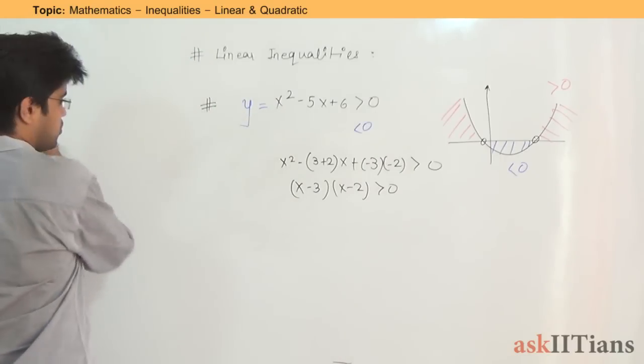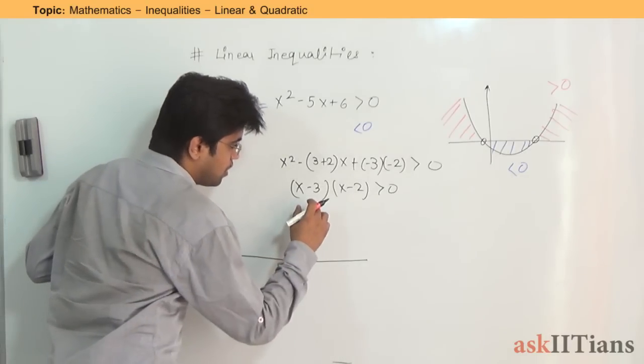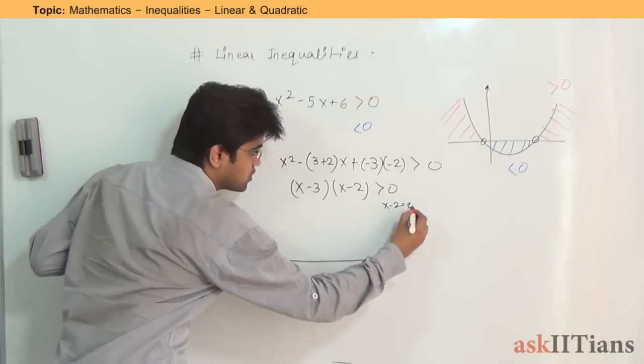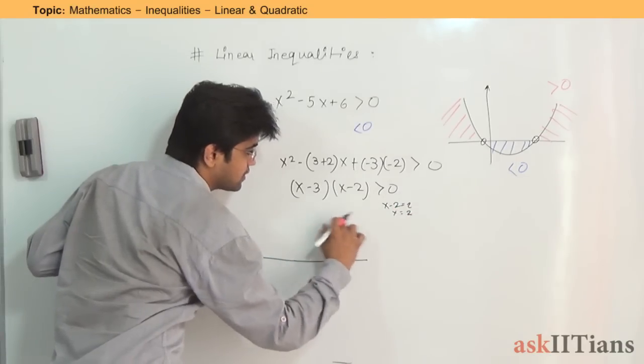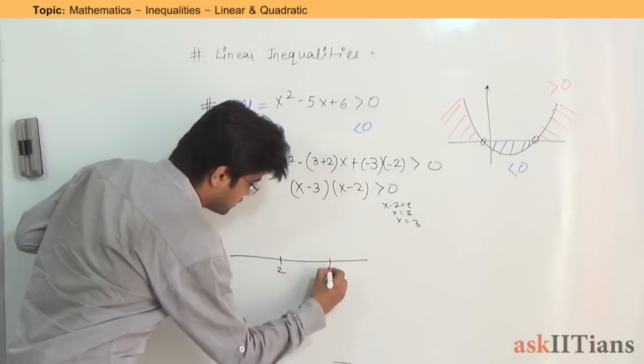First of all, draw the number line. This is a number line. Plot the roots. What are the roots? x minus 2 is equal to 0, so x equal to 2 is the root. Similarly, x equal to 3 is the root. So plot the roots. This is 2, this is 3.